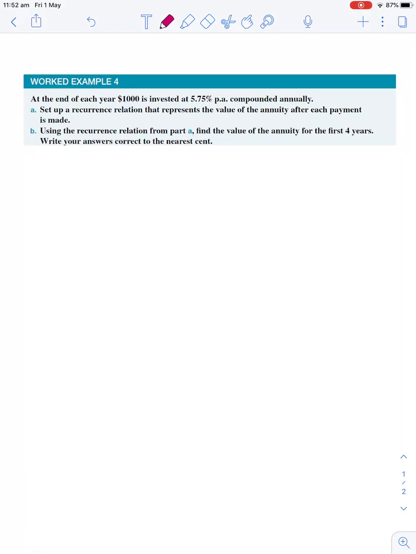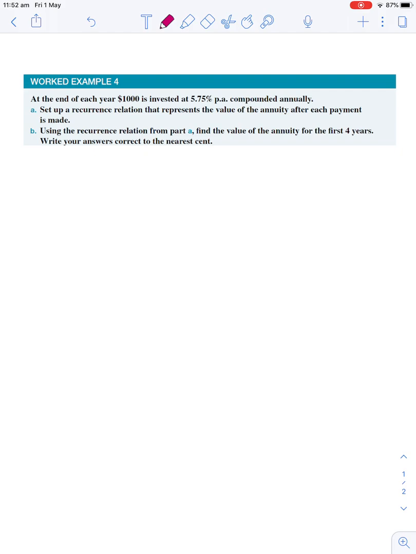Hi, in this video I'm going to be going through worked example 4 today. So at the end of each year, $1,000 is invested at 5.75% compounded annually. So the first thing we have to do is set up a recurrence relation that represents the value of the annuity after each payment is made.